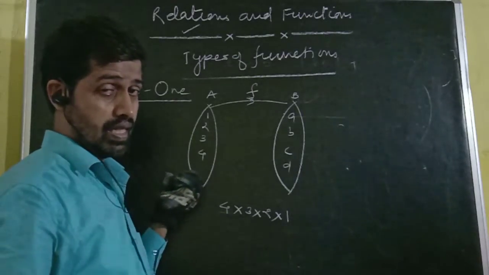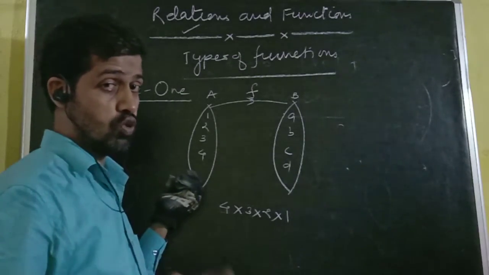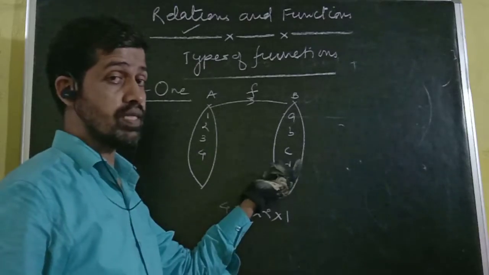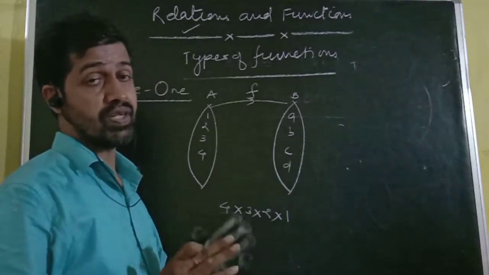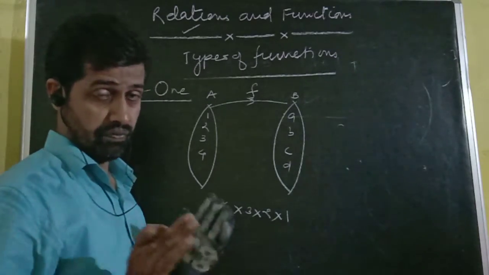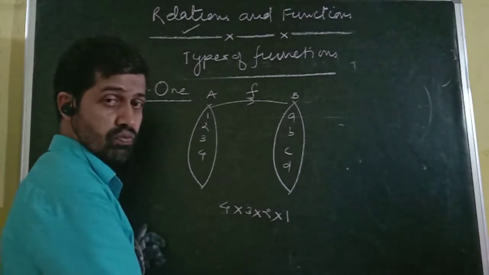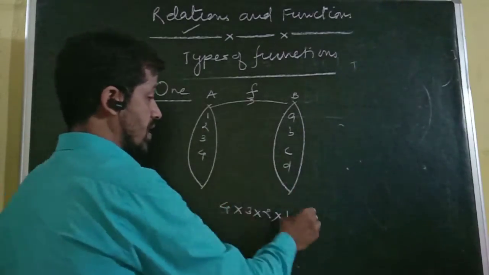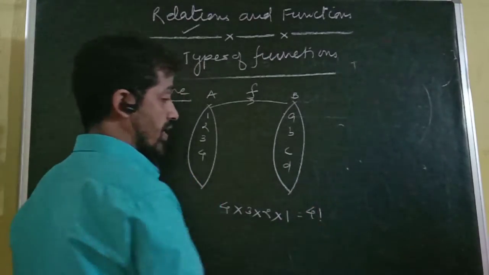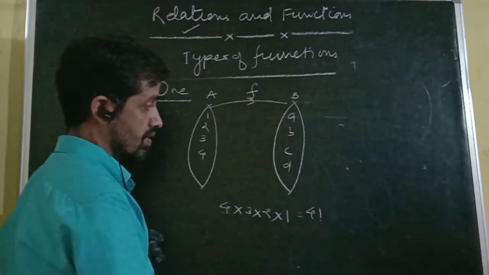Otherwise, if the number of elements in domain is more and number of elements in codomain is less, then number of 1-1 functions will be 0. Very important question. So total number of 1-1 functions from set A to set B will be 4 factorial. Hope it is clear.